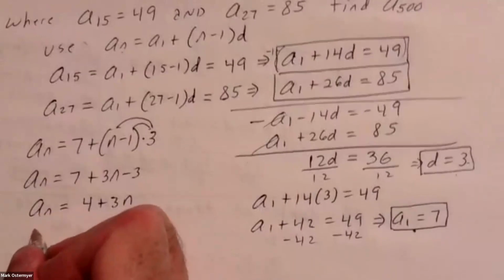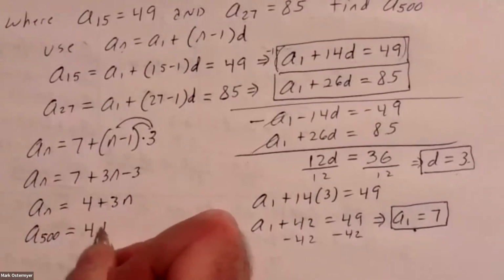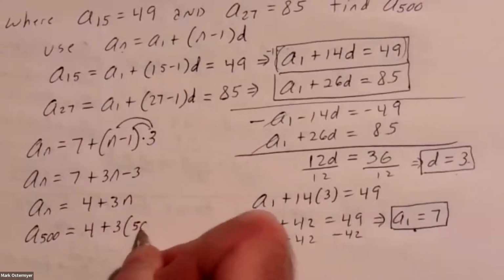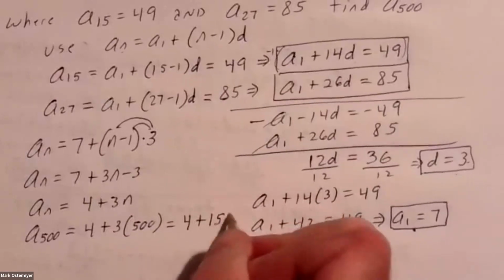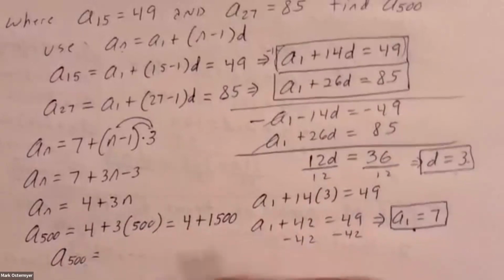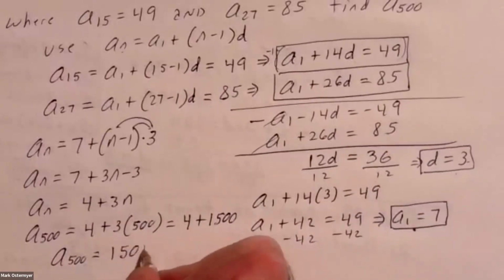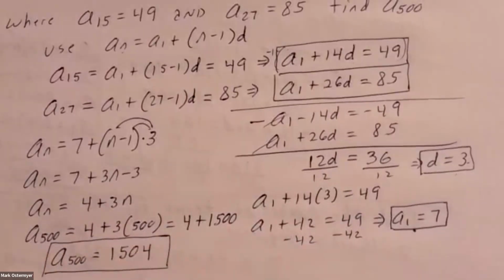Now we can answer the question. What's the 500th term of this arithmetic sequence? We let n be 500. So the 500th term of this arithmetic sequence is going to be 1504. And we're done.